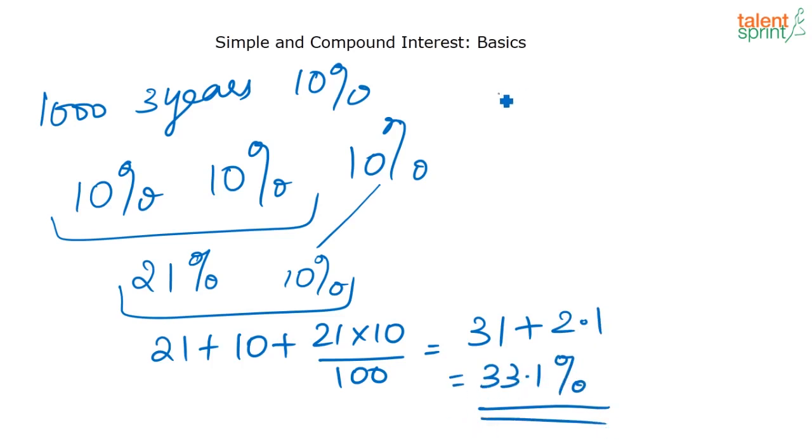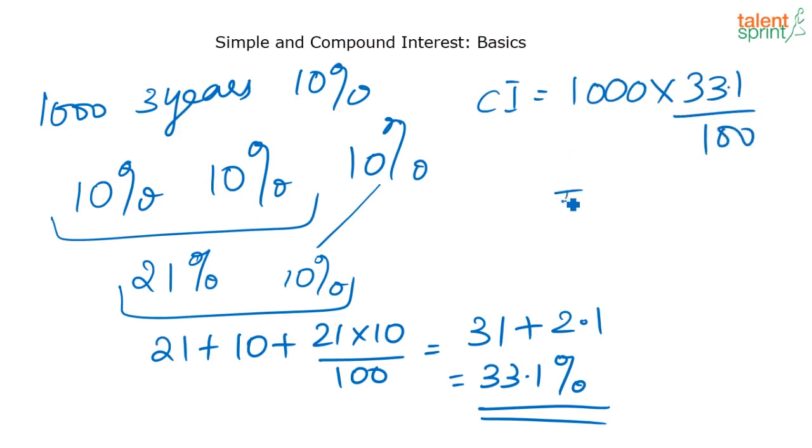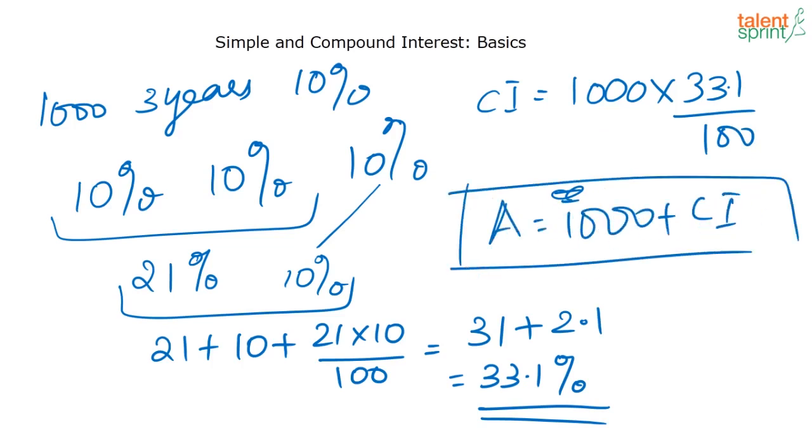So what will be the compound interest that you get? That is nothing but, for the 3 years, 1000 into 33.1 by 100. That will be the compound interest you get. The amount that you get will be 1000 plus the compound interest. So try to use the concept of effective percentages wherever possible. That is one very easy way in which you can calculate questions on simple interest and compound interest. Hope whatever we explained till now was clear. Let's move on to the questions, and then we will see if there are a few more formulas that we will require.